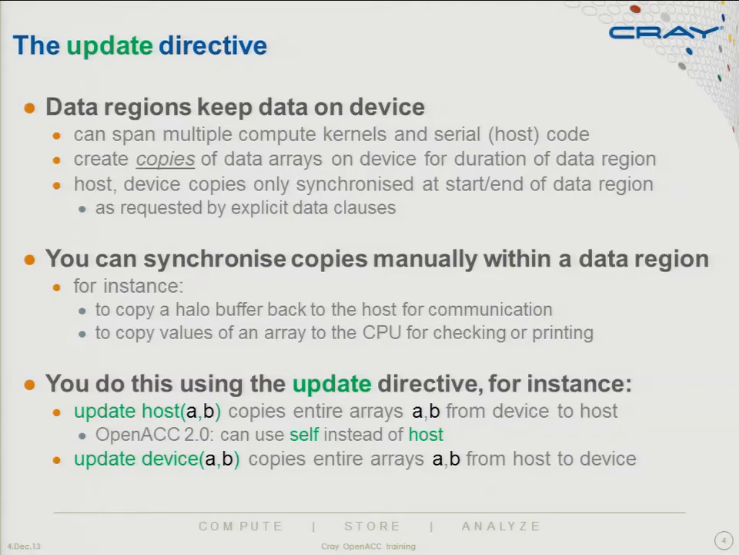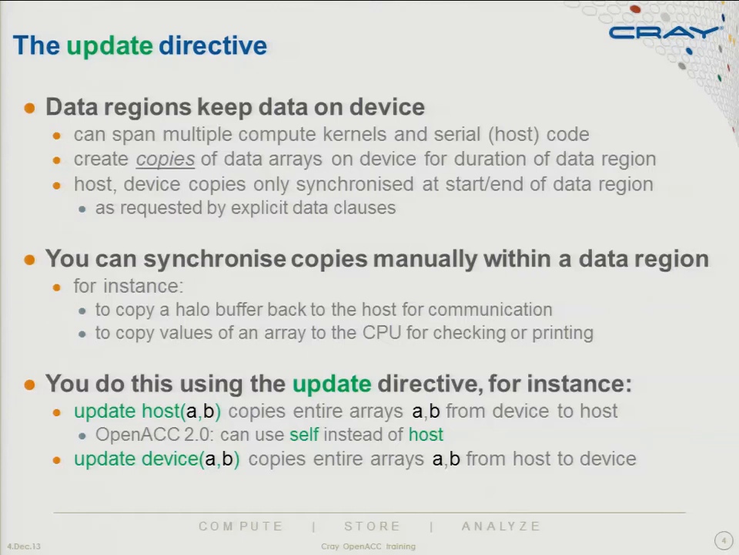These are directives, written as hash pragma acc, and then update host A, B. What this means is that the arrays A and B, which are on the device, the GPU, will be copied to the host, which is the CPU. So host is telling you where they're ending up. If you do want to copy them from CPU to GPU, you say update device A, B. It's just a comma-separated list of arrays.